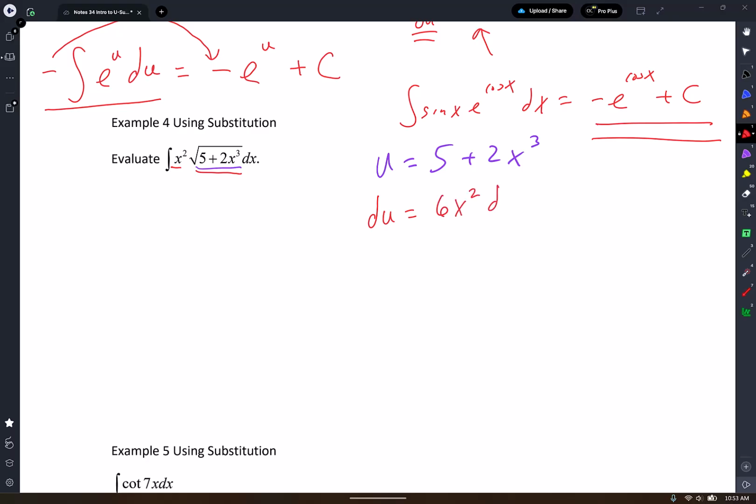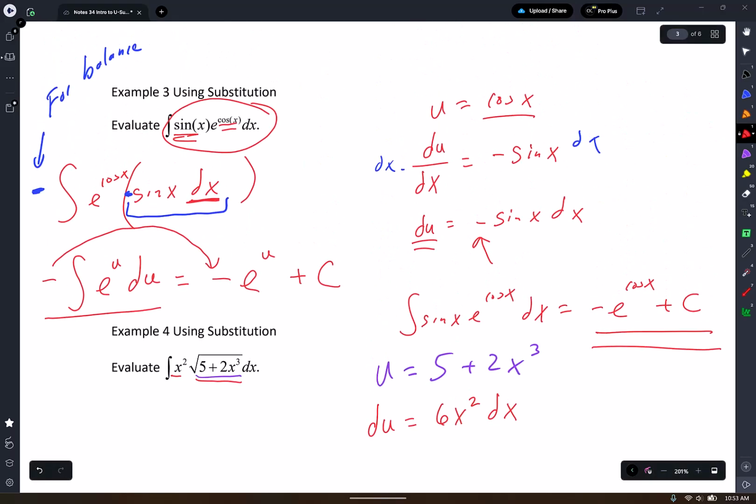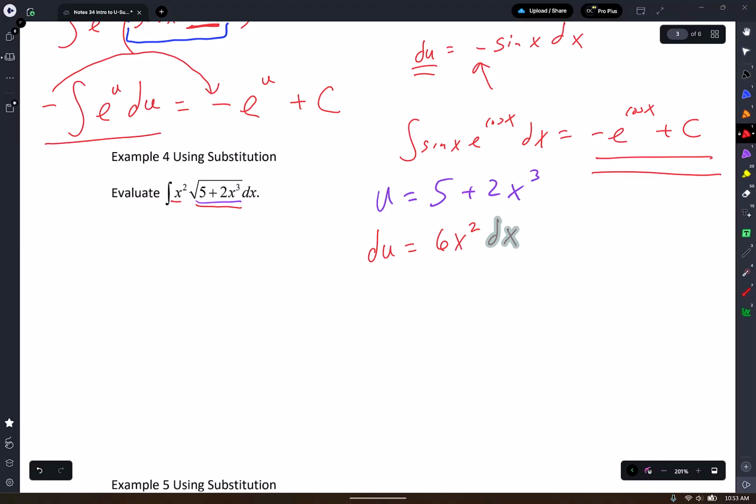6x squared dx. Does it bother you guys that I do it in one step like that? I did it over here, but I want to make sure that eventually you guys start doing it like this. du dx, I'm taking the derivative with respect to x, and it's just 6x squared, but then times dx, you're going to have 6x squared dx.